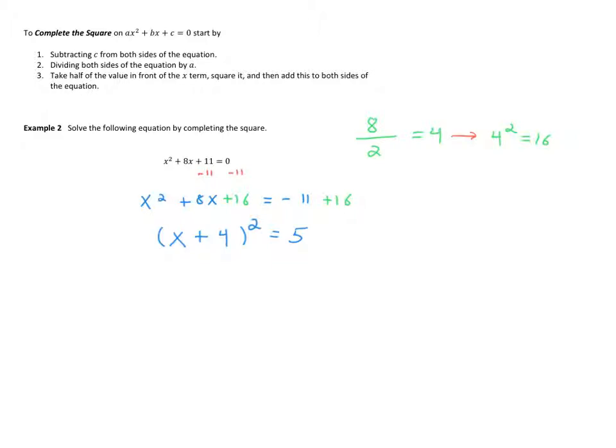And if you think about it, if you square x, you get x squared. If you square 4, you get 16. And if you multiply 4 by x and double it, it gives you 8x. I'm convinced that this and this are equivalent.